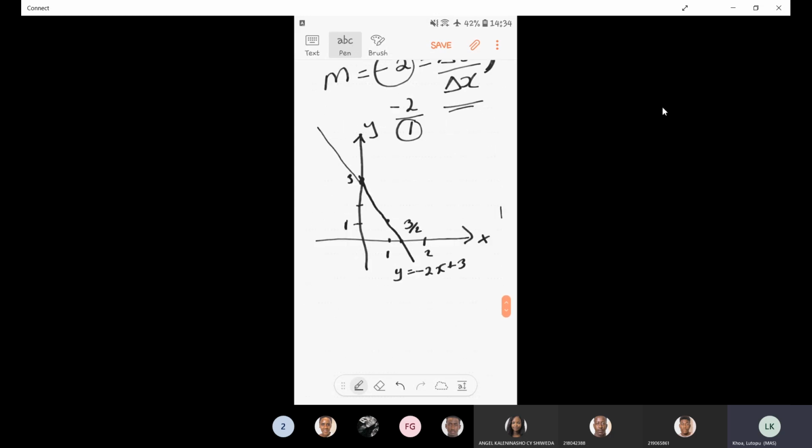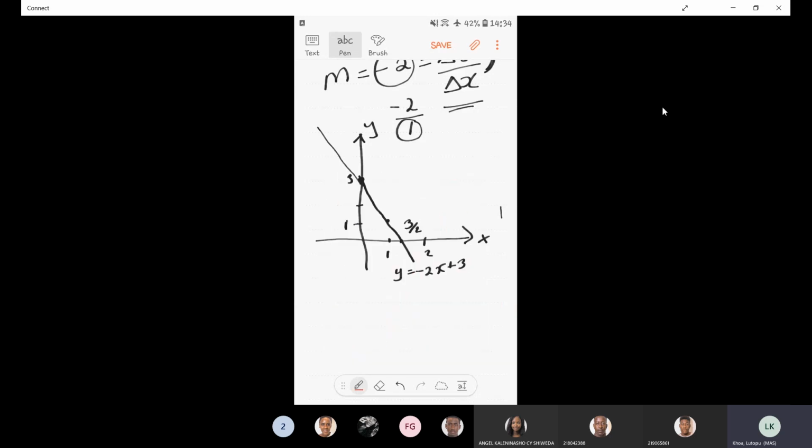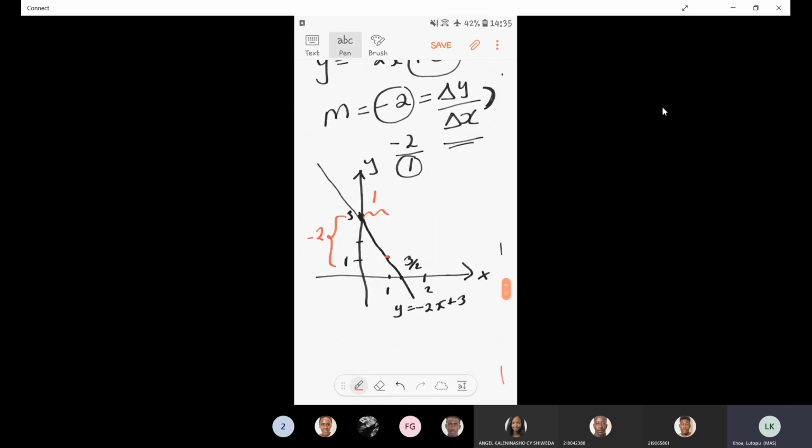So again, from this intercept that I have over there, what I do is I move 2 units down. So this is minus 2. And then there, that is 1 unit. Because when I pick this point over there, its coordinates are (1, 1). And then I use it with the y-intercept, you will see that the gradient is equal to minus 2, which is what we wanted.